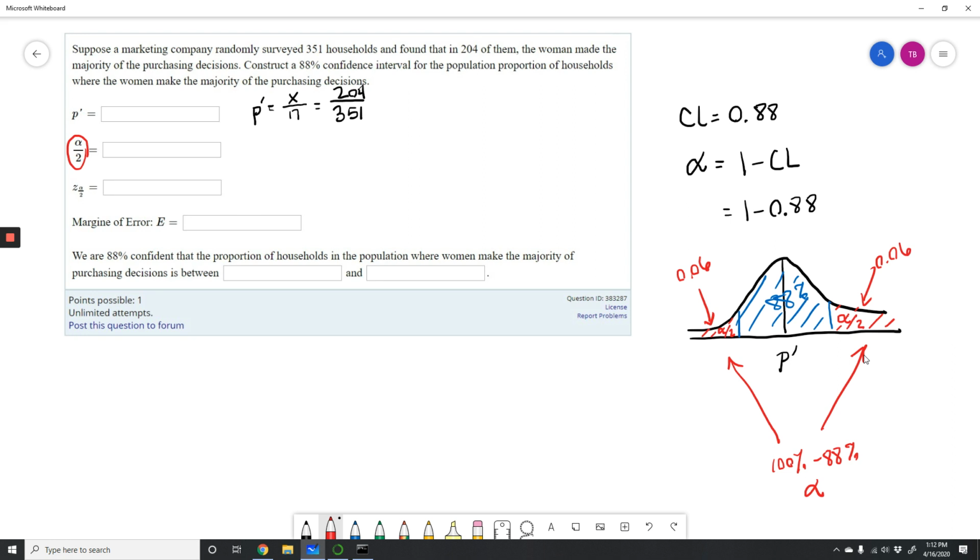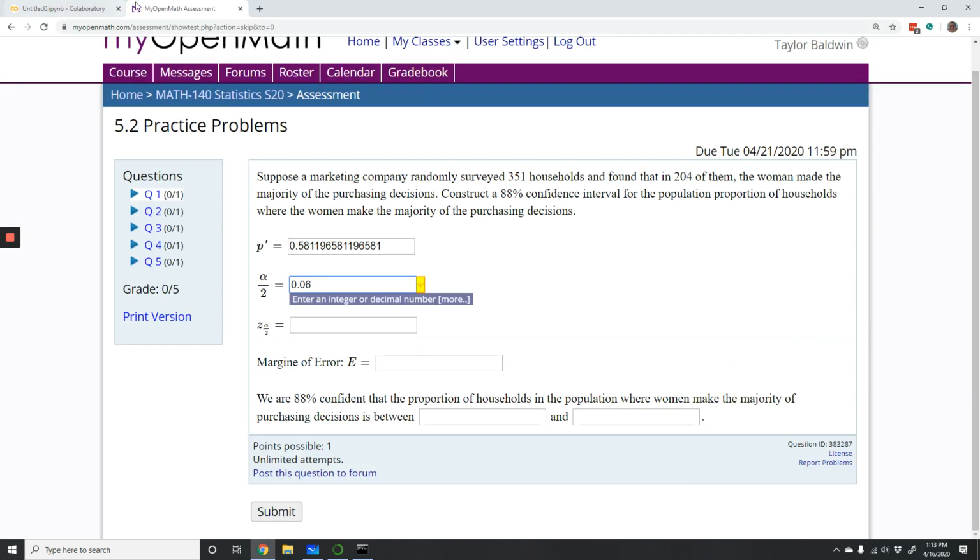So next up, we are looking for Z alpha over 2. Let me write this in green. Z alpha over 2 is going to be right here. That's the Z value with alpha over 2 area above it. So we are looking for this Z value right here. So we want an area of 0.06 above that Z value. Okay, so let's go to our notebook.